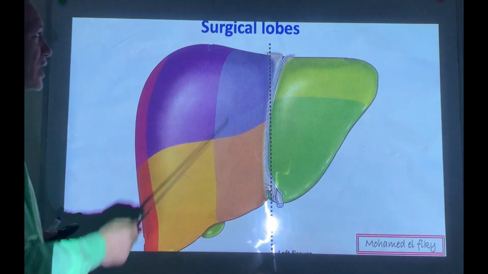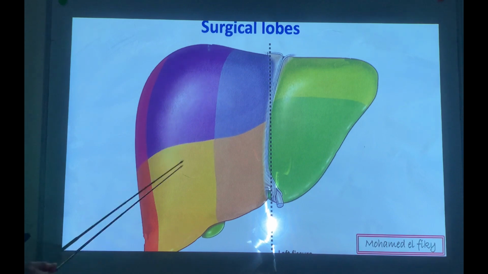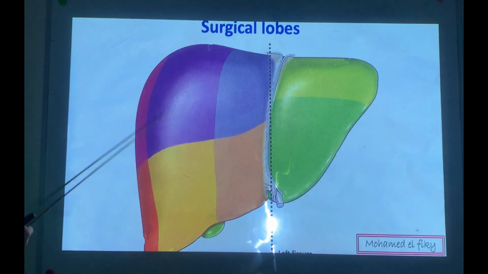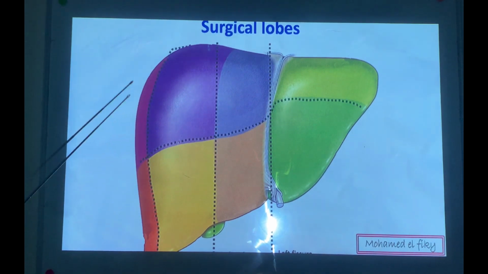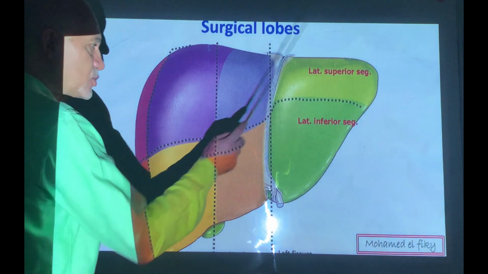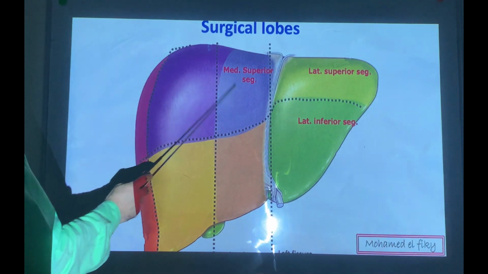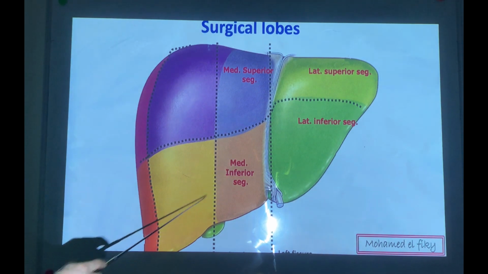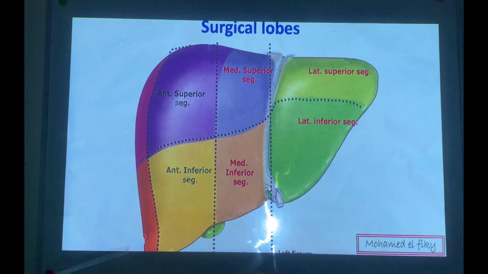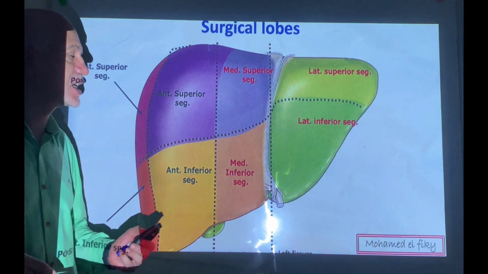One line at the attachment of the falciform ligament, another line from the groove in front of the cava to the tip of the gallbladder, and horizontal lines. These lines divide the liver into surgical lobes: left superior segment, left inferior segment, medial superior segment, medial inferior segment, anterior superior segment, anterior inferior segment, posterior superior segment, and posterior inferior segment. This is the surgical segments or surgical lobes of the liver.